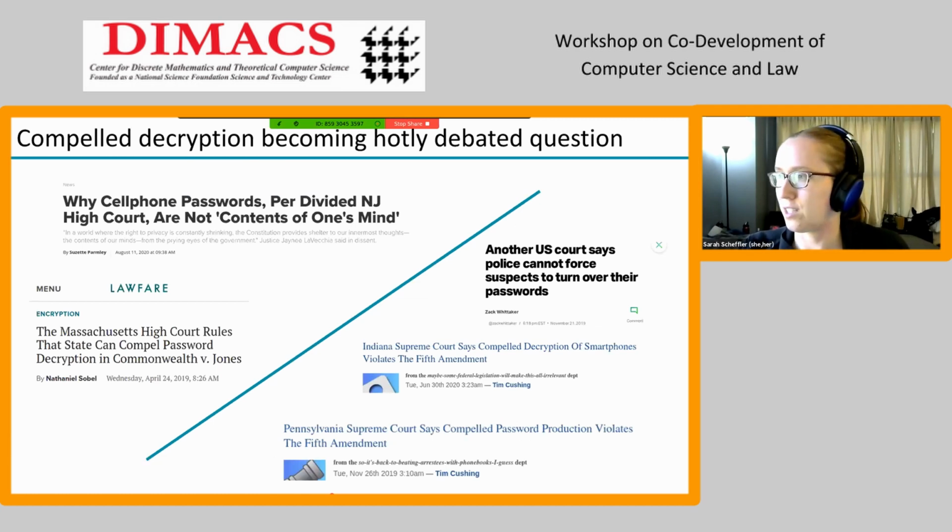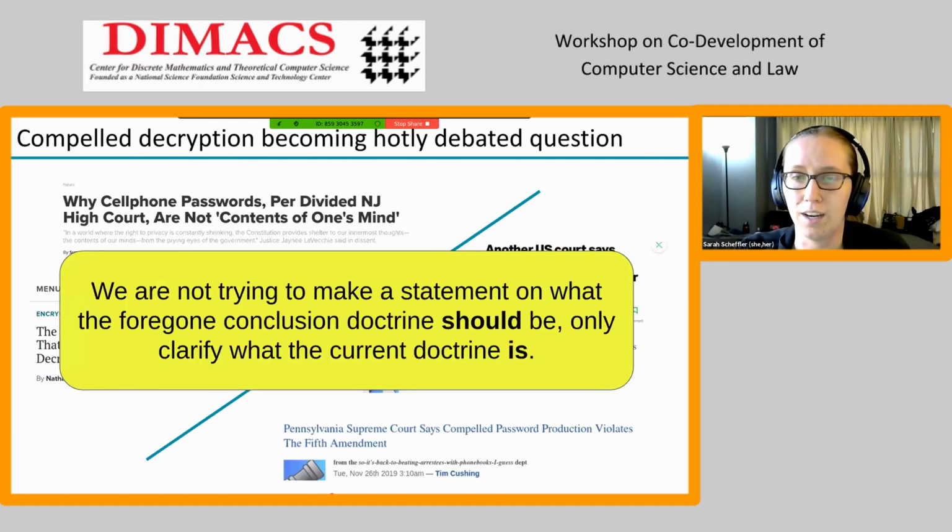And I also want to clarify that the purpose of this work is not to specify what we think the foregone conclusion doctrine should be. We're just trying to figure out what the current doctrine actually is, because that's not actually clear right now.